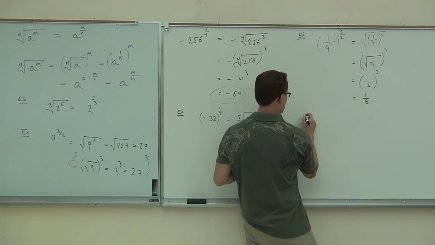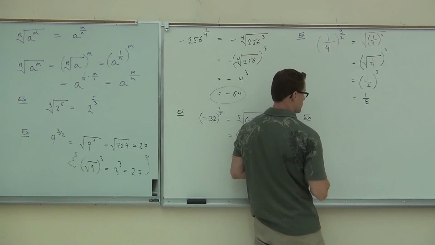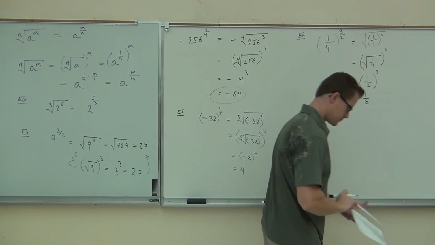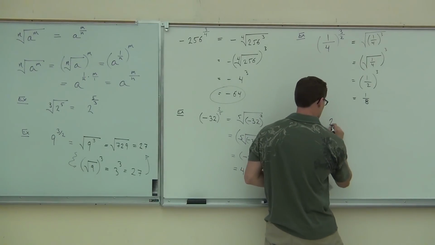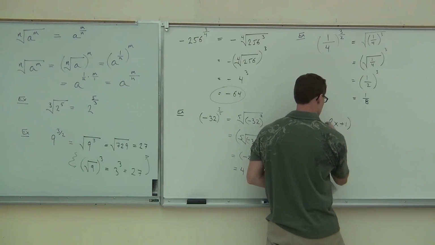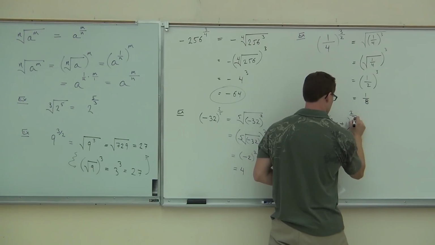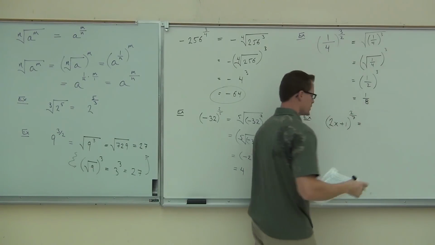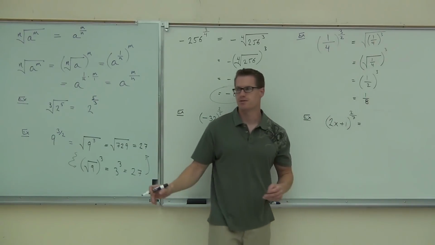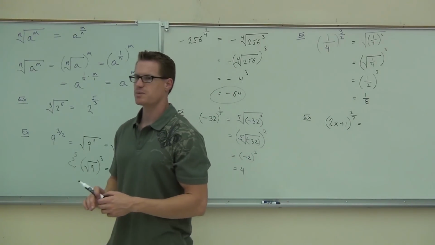Okay, one more before I let you go and do one on your own. Let's say we have 2x plus 1 to the 2/7. 2x plus 1 to the 2/7 power.